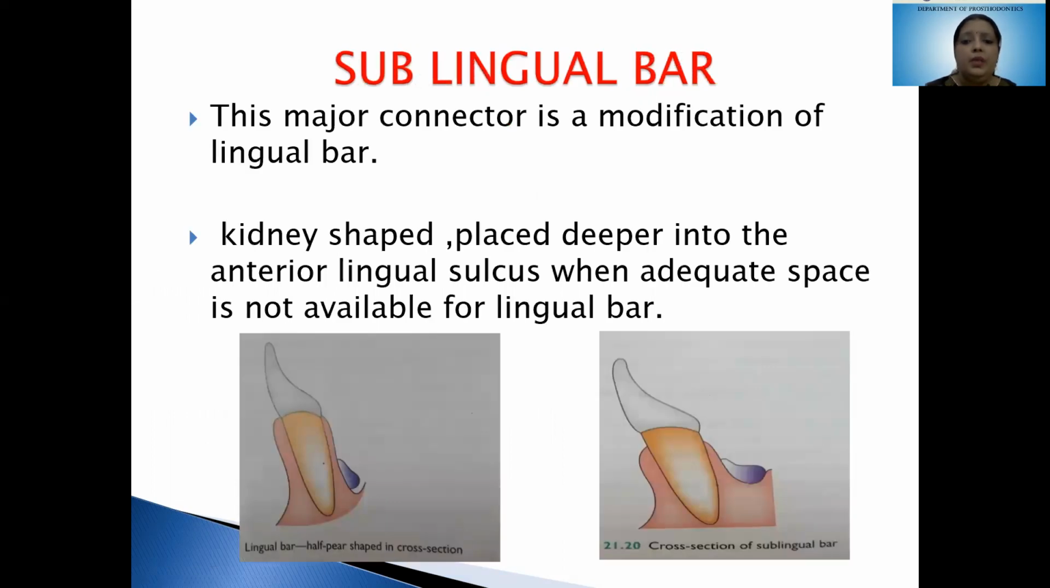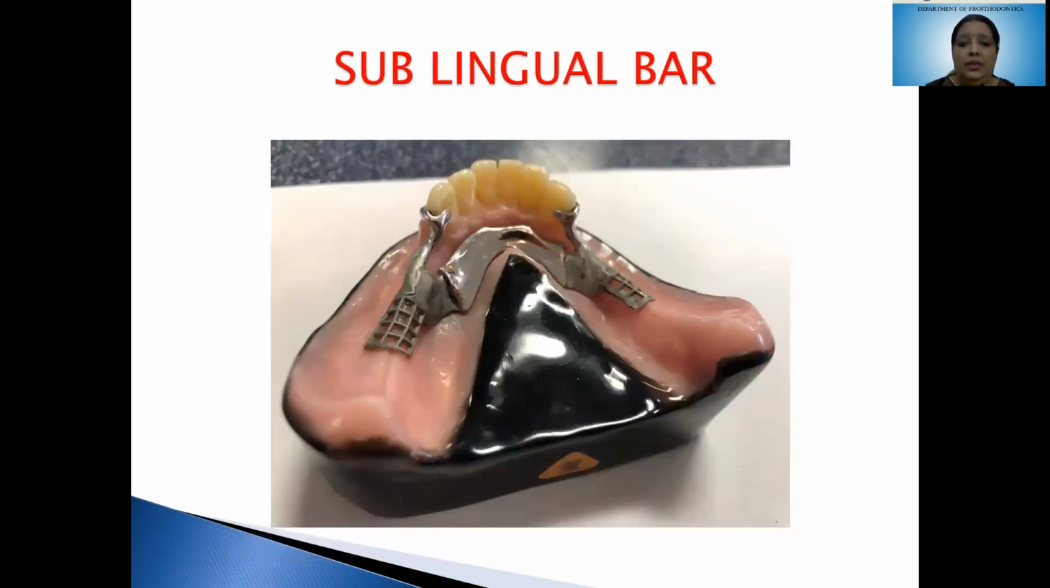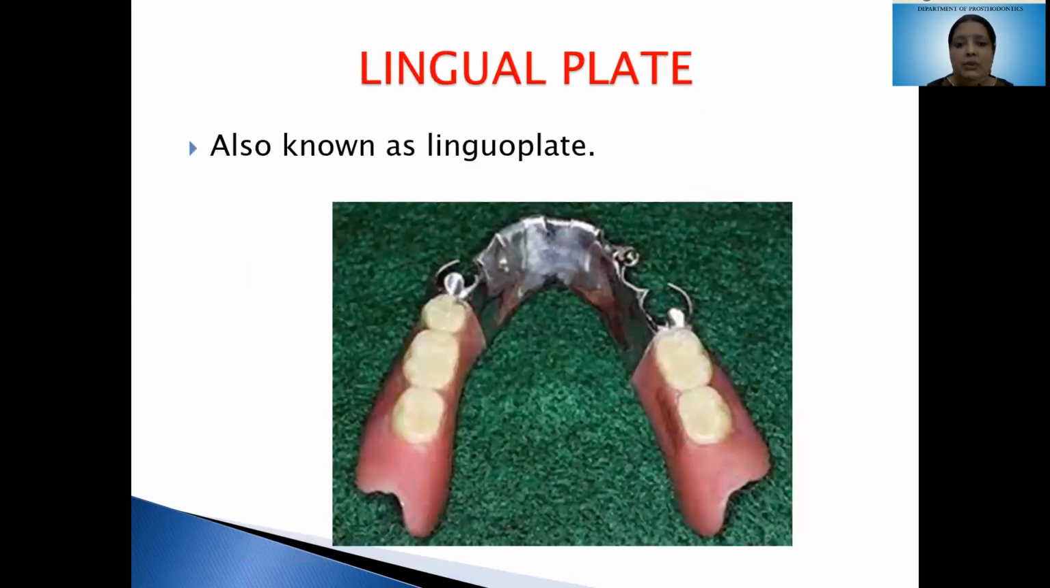So what happens when we don't get these 8 millimeters of vestibular depth? We can go for another modification of the lingual bar, which is called the sublingual bar. It is kidney shaped in cross section. It can be placed deeper in the lingual sulcus. When sufficient vestibular depth is not available, we go for a sublingual bar. Okay, this is an example of your sublingual bar.